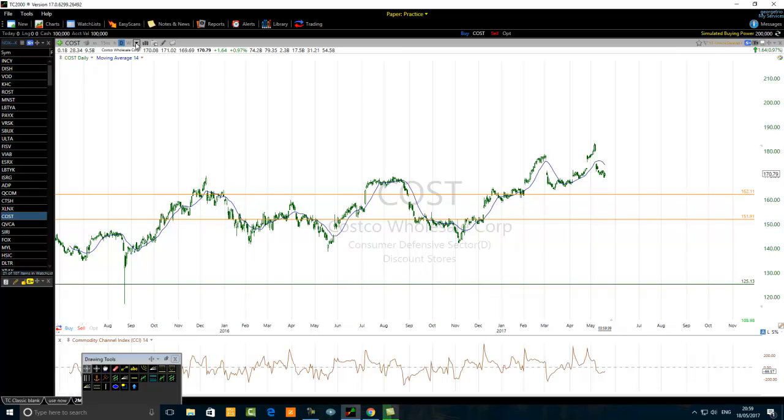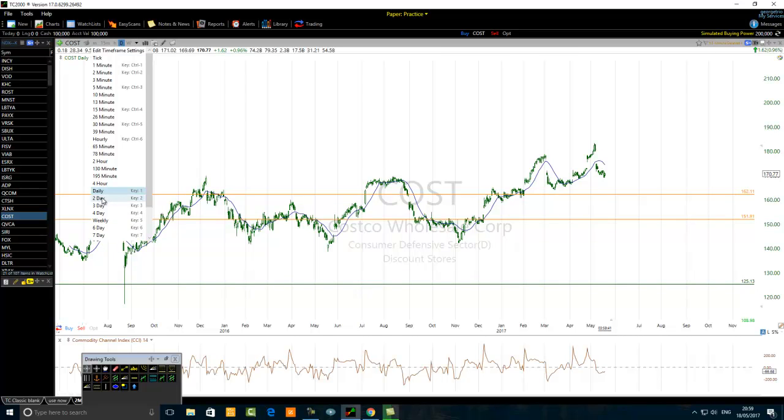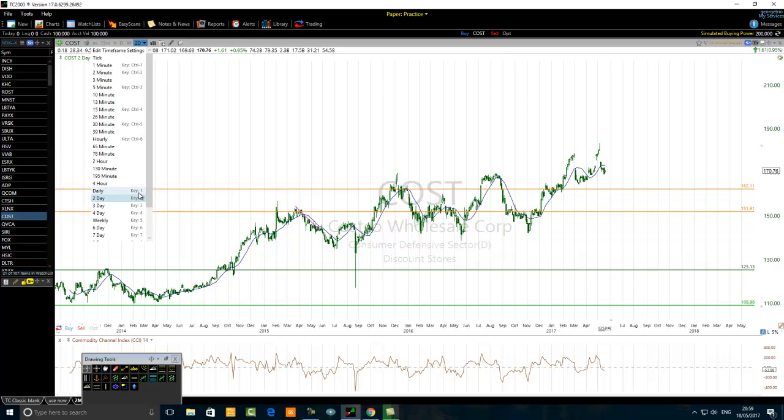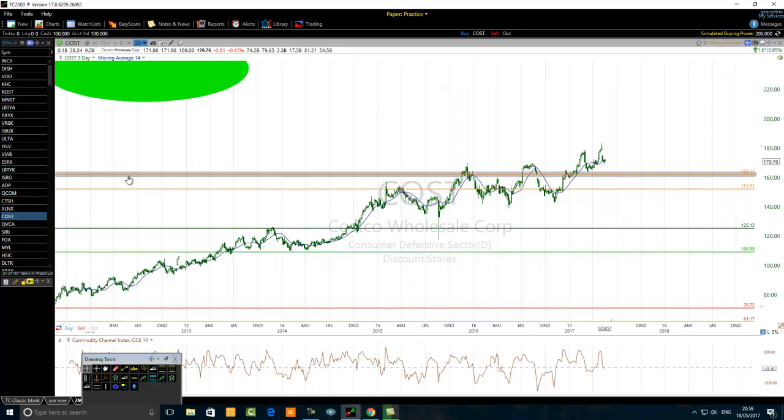If you go to the 2-day chart, you see many of those lines. You see more lines on the 2-day chart. So if you do not like the daily chart, you may use the 2-day chart. If you do not like the 2-day chart, okay, a better time frame, you can use a 3-day chart.